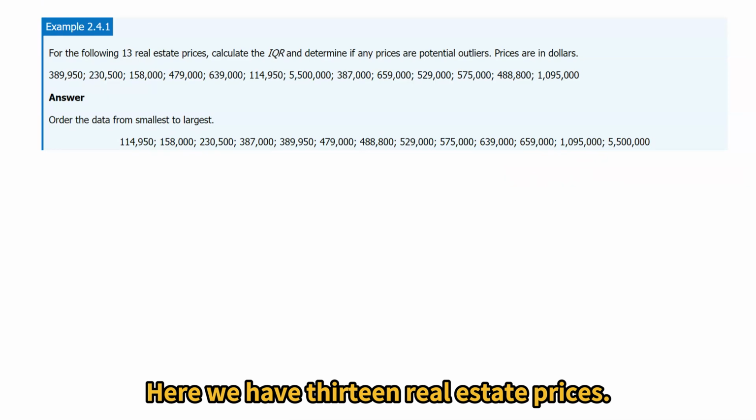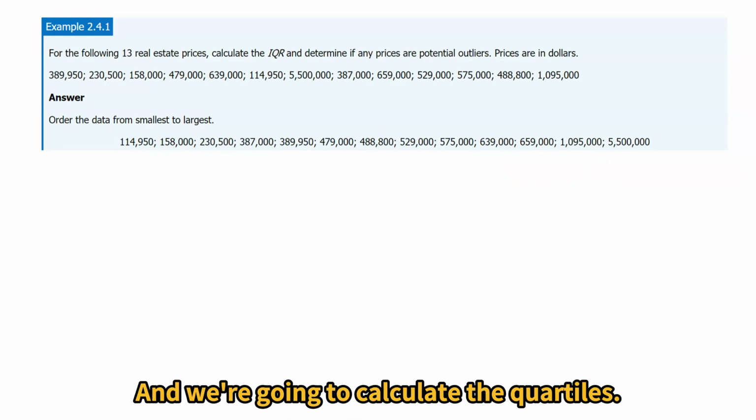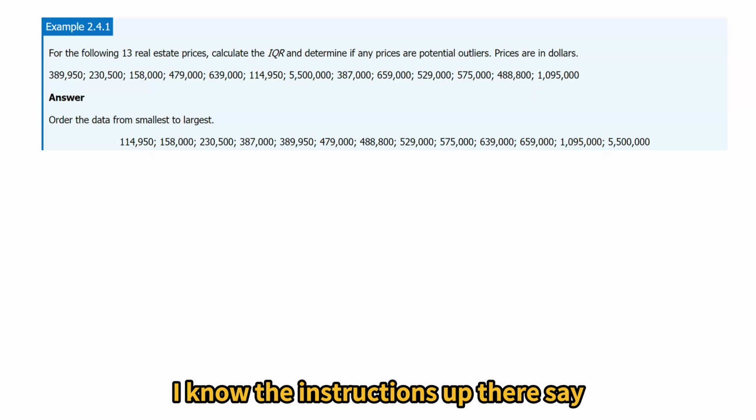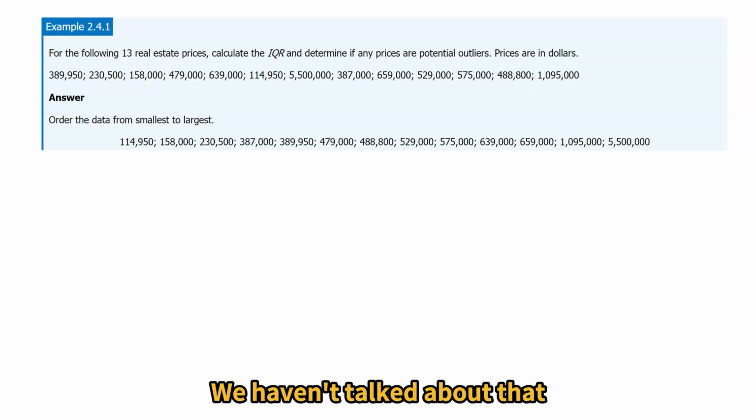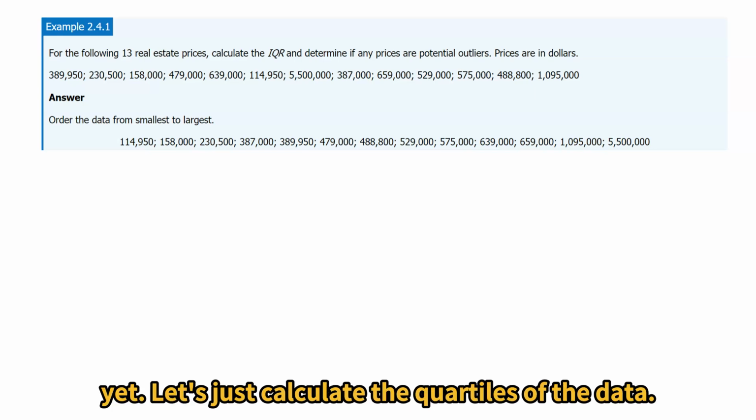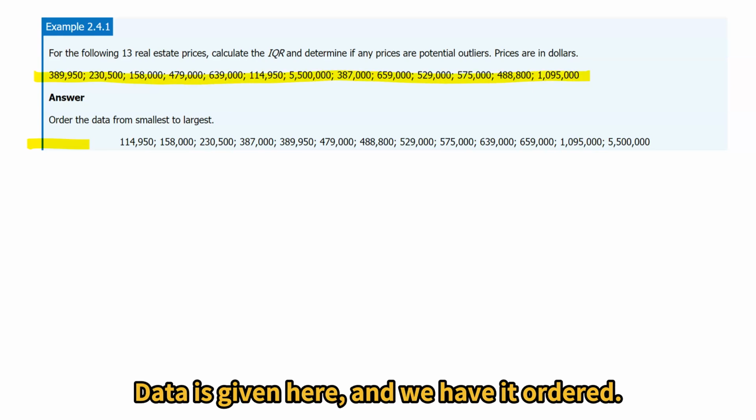Here we have 13 real estate prices, and we're going to calculate the quartiles. I know the instructions up there say to calculate the IQR. We haven't talked about that yet. Let's just calculate the quartiles with this data. Data is given here, and we have it ordered.